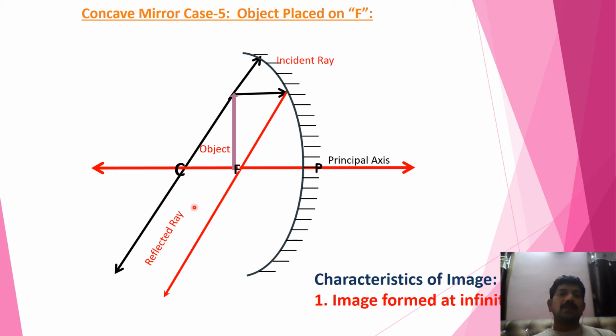Now, where is the image formed? These two reflected rays, if you observe carefully, these two are parallel. You know that parallel rays never meet. So you cannot see this one. If you go on extending, somewhere they meet or they may not meet. So the image is formed at infinity. Simply we say, the image is formed at infinity. Are you clear?